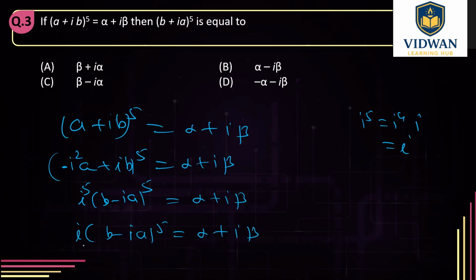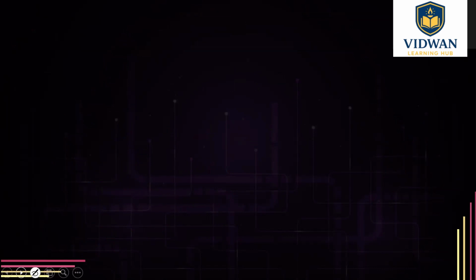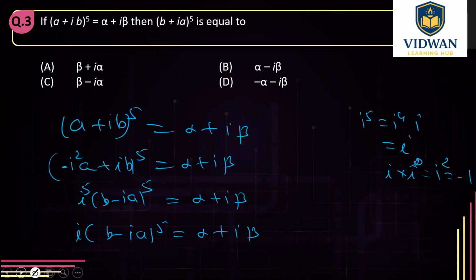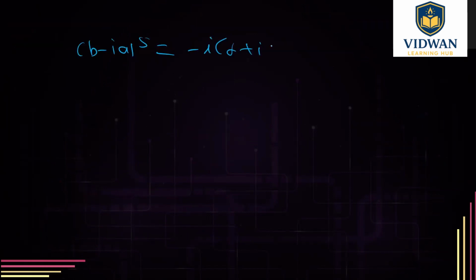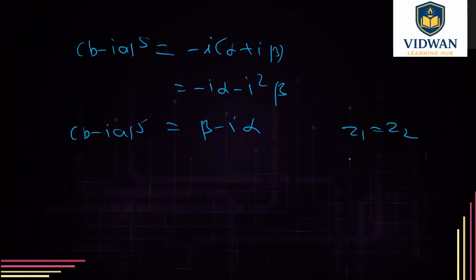Now, if I had to remove this i from here, you can multiply both sides with minus i, because if it is i into i, it is i^2, which is minus 1. But I want to get plus. So if you multiply with minus i, LHS will become (b minus ia)^5. And in the right-hand side, when you multiply minus i, it is minus i into (alpha plus i beta). So this would be same as minus i alpha minus i^2 beta. Writing i^2 as minus 1, this will become beta minus i alpha. So if this is (b minus ia)^5, we have a rule that if two complex numbers are equal, if Z1 is equal to Z2, then their conjugates are also equal. So using this rule, you can say the conjugate of this is (b + ia)^5.